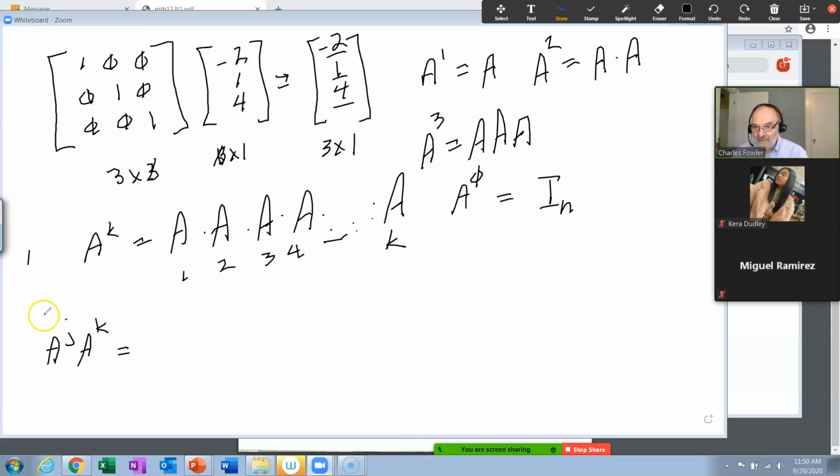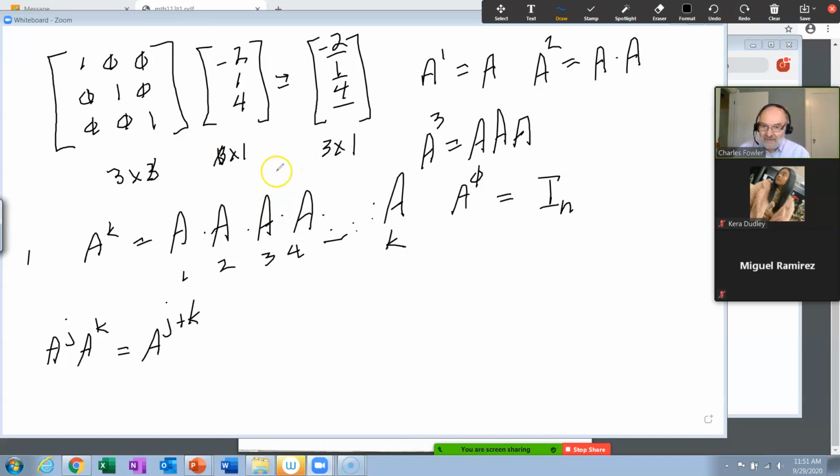Well, this would be J multiples of A. This would be another K multiples of A. Now you'd have a total of J plus K multiples of A. So that would mean that's the same as A to the J plus K. Just like we have with real numbers.